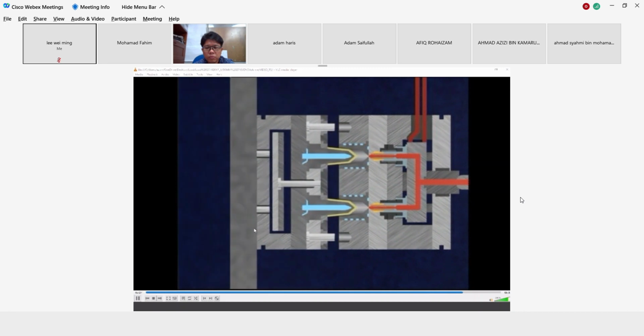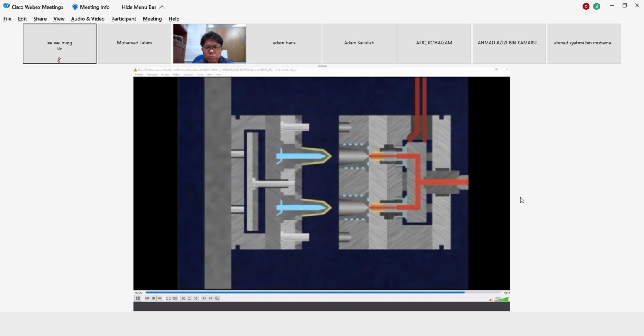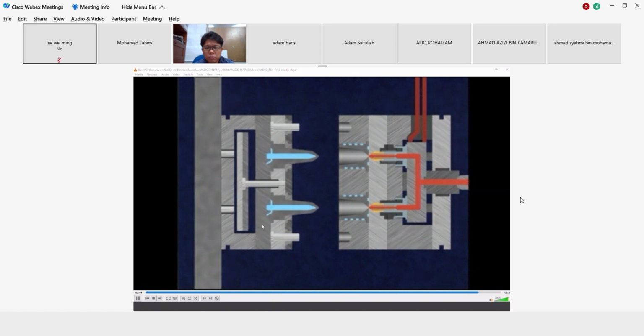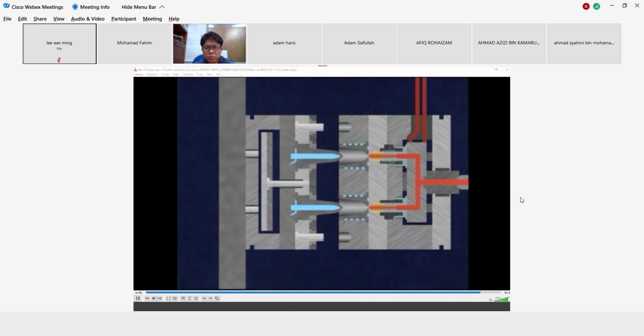The heated runner system is contained in a plate of its own and does not open during the molding cycle. Because of this, Hot Runner molds generate no runners or sprues. For this reason, Hot Runner molding, also known as runnerless molding, is fast and efficient.